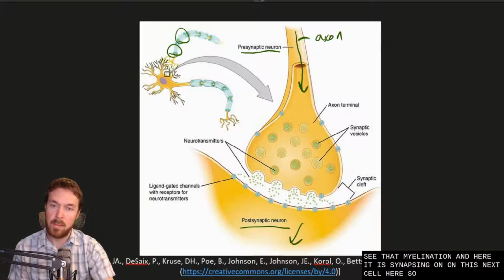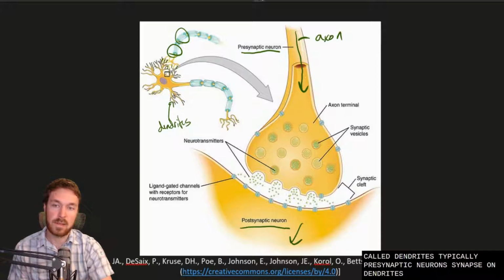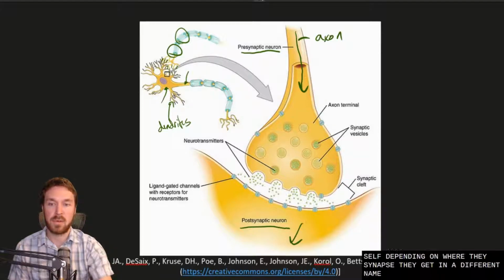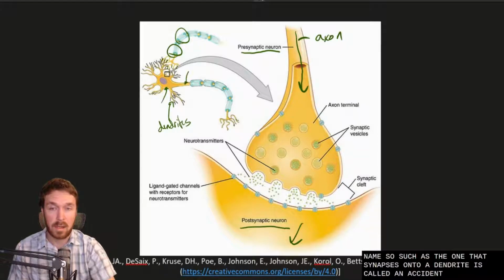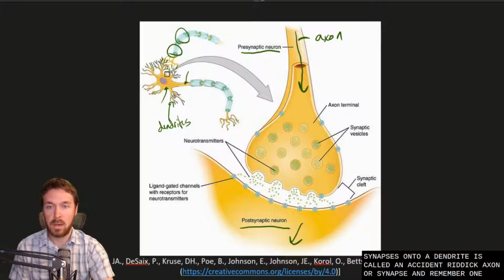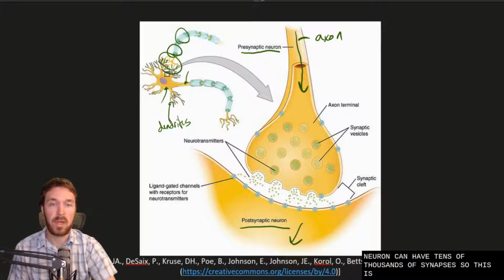Remember the structures of neurons. These are called dendrites. Typically, presynaptic neurons synapse on dendrites. They can sometimes synapse onto the cell body, and sometimes they can even synapse onto the axon of the next cell. Depending on where they synapse, they get a different name. The one that synapses onto a dendrite is called an axodendritic synapse. And remember, one neuron can have tens of thousands of synapses, so this is happening multiple times.